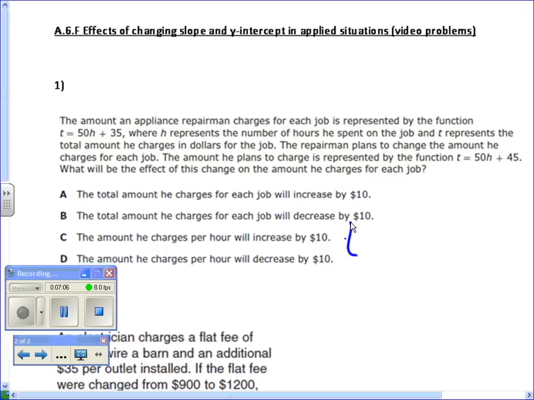Here we have problem number 1 that says an appliance repairman is charging money based on a function that says T is equal to 50H plus 35. 50 being his hourly rate and 35 being the y-intercept, the beginning point, which in this case happens to be $35, sort of a flat fee before he even gets to start working on it. And the repairman decided to change the way he charged money, and he came up with a second function that says 50H plus 45.